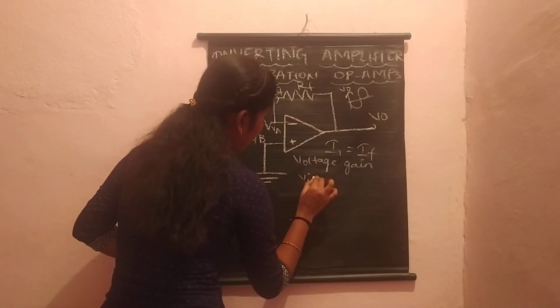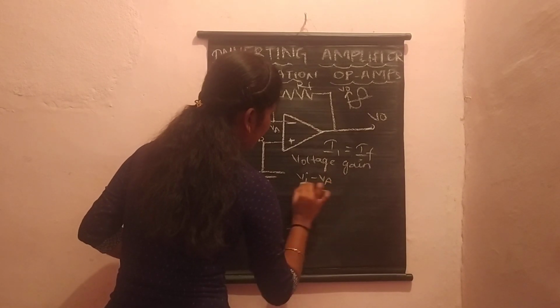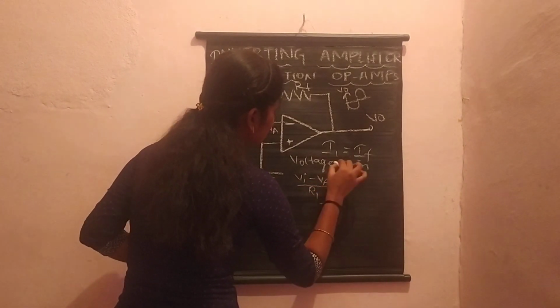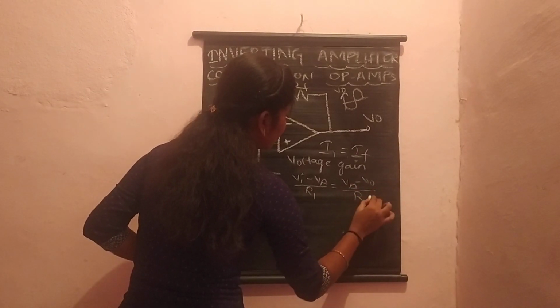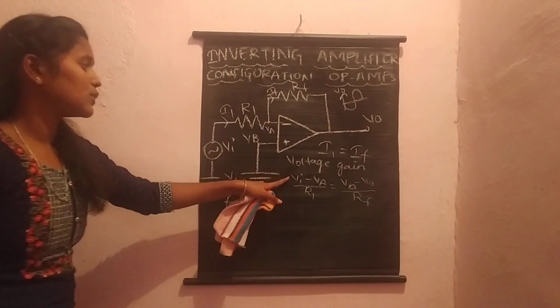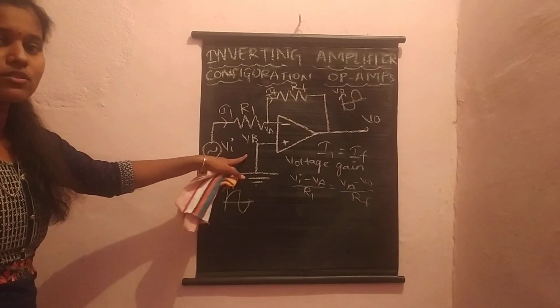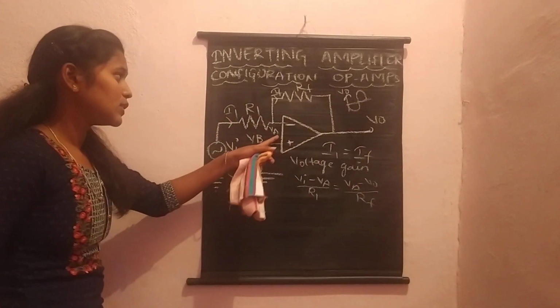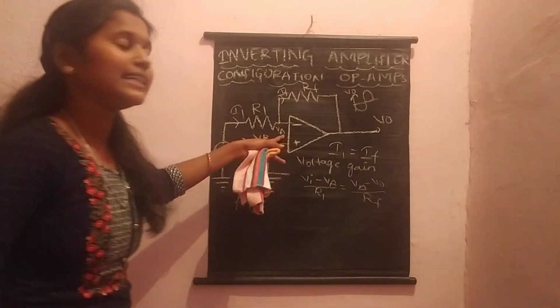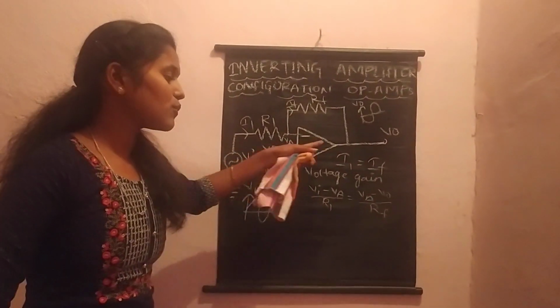Now (VI minus VA) by R1 is equal to (VA minus V0) by RF. Here VA is 0 because VB is also 0 because of ground, and VA is not grounded but it acts as a ground because of virtual ground.